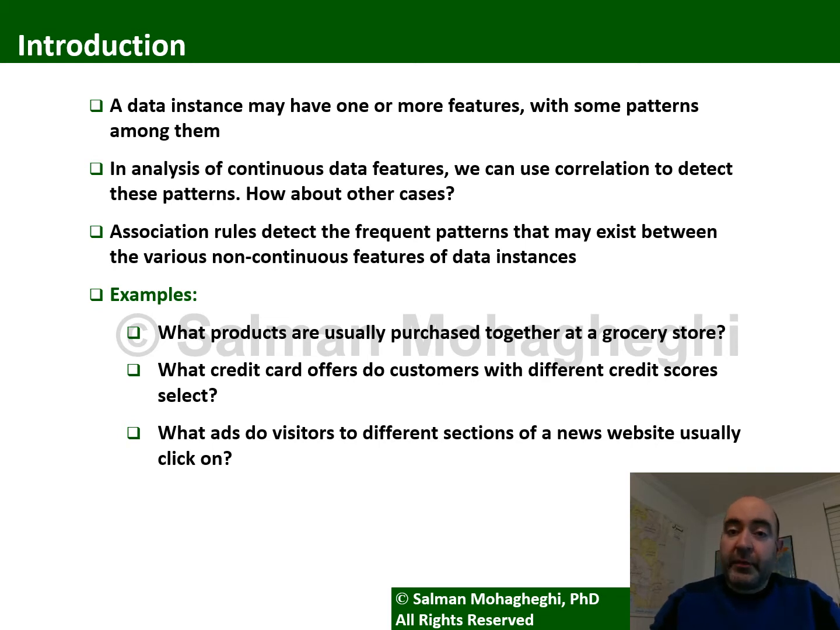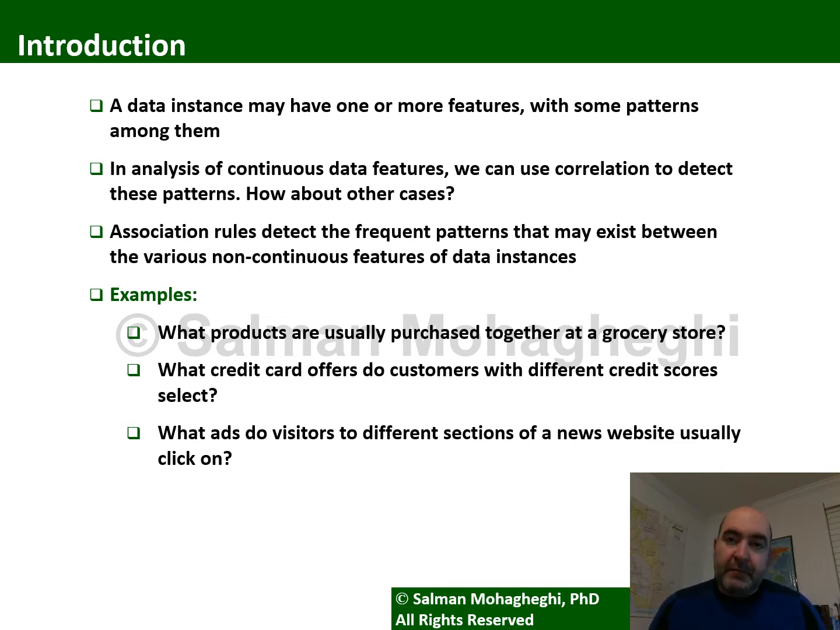Or consider a smart meter. A smart meter could be a data instance, and the data that it provides could have different features such as the voltage at that particular point in time, the current, the active power, the reactive power, power factor, all those values. Now, if these features are continuous, obviously we can use correlation to determine whether there are patterns between them. But if there are non-continuous features, we're not going to be able to use correlation. So association rules allow us to detect existing patterns between non-continuous features of data instances.